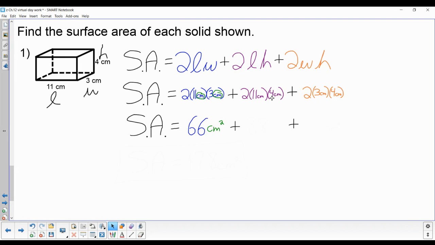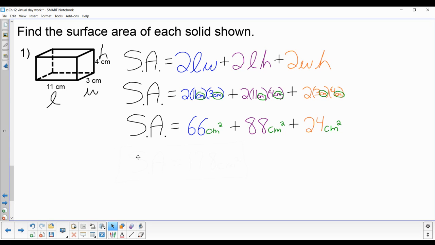Then 2 times 4 is 8, 8 times 11 is 88, and centimeters times centimeters is centimeters squared. The last section is 2 times 3 is 6, 6 times 4 is 24, and centimeters times centimeters is centimeters squared. Remember that when you multiply something by itself, it becomes squared.